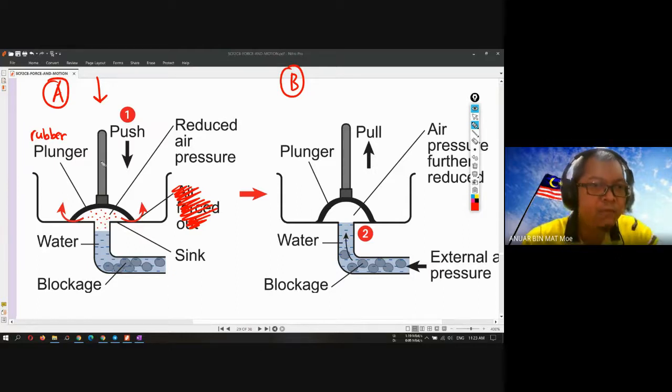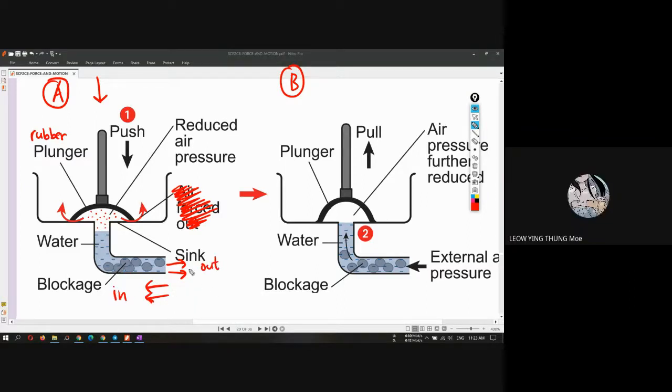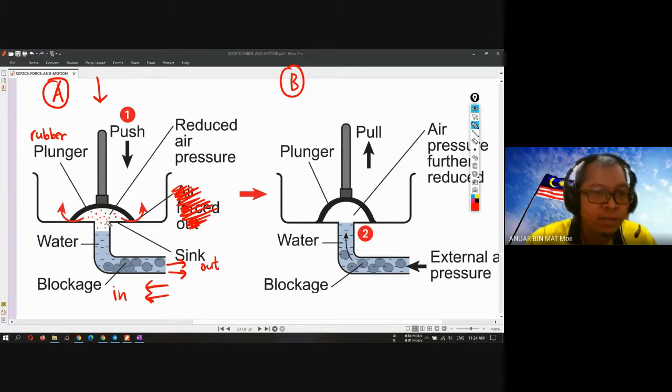So what happens if you push the plunger? Will the blockage here go out or go in? Out. Yes, it will go out because of the higher pressure over here. Higher pressure inside the plunger, and then the blockage will go out.